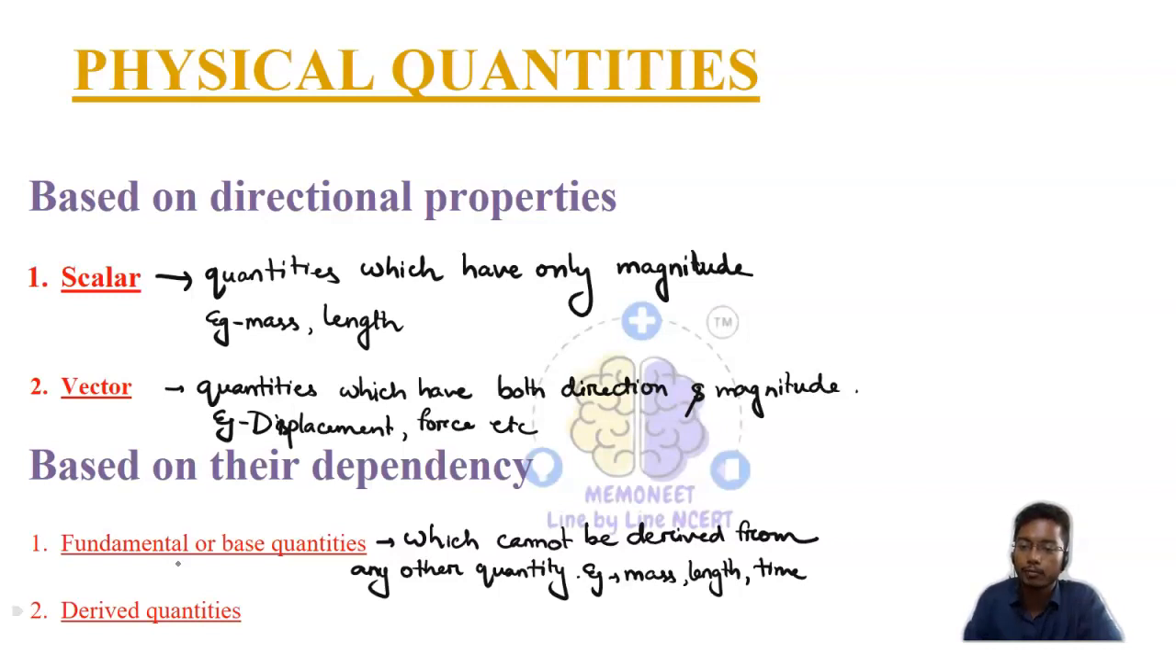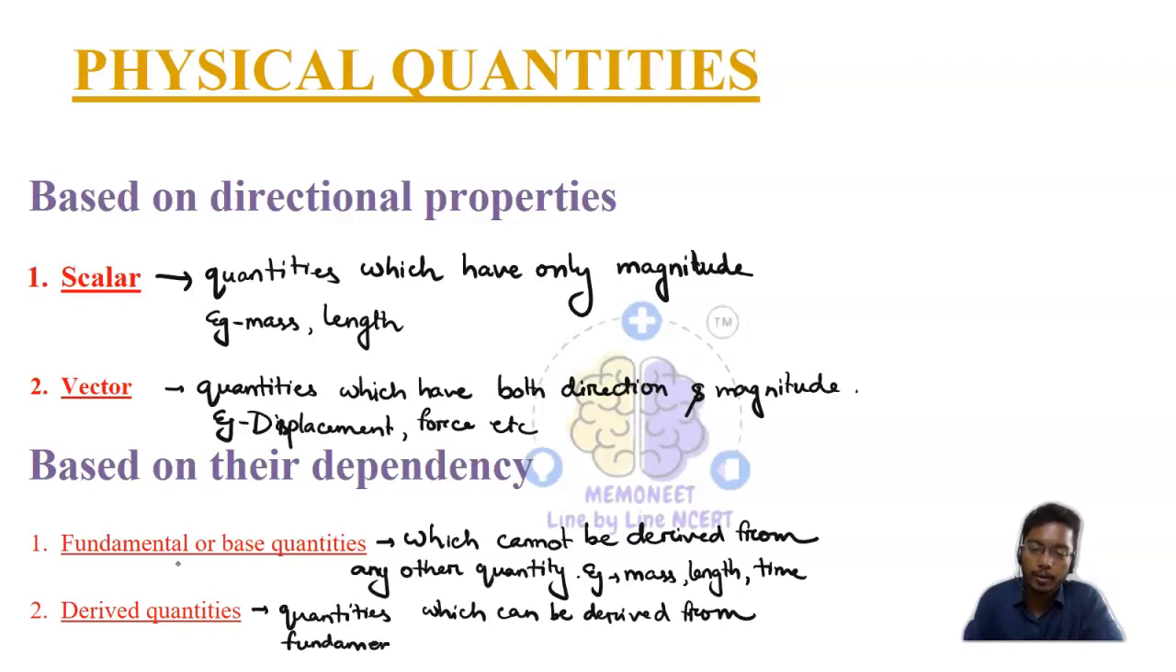But what do you mean by derived quantities? These are quantities which can be derived from fundamental quantities. Just like, for example, if we have force, we know that mass into acceleration is the force. Then we can also write acceleration as velocity upon time. These are the derived quantities.